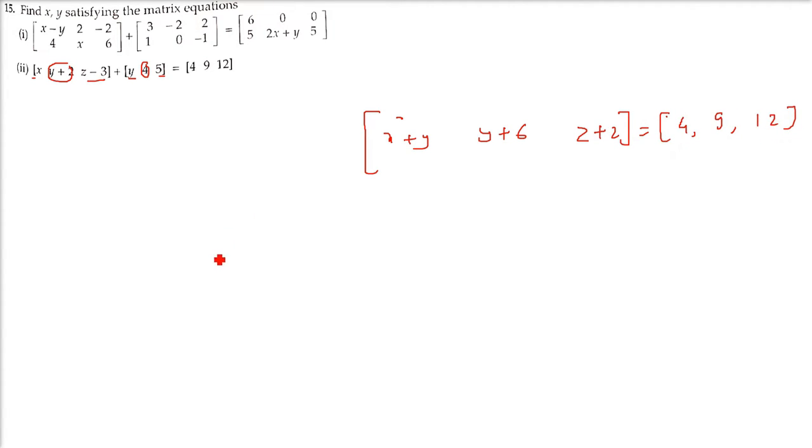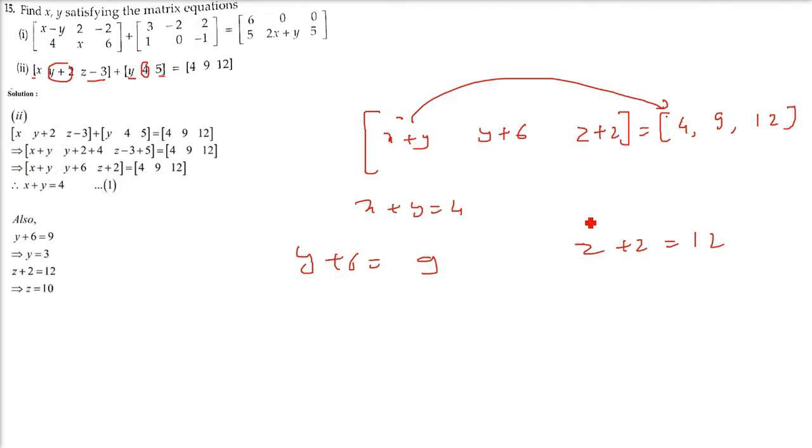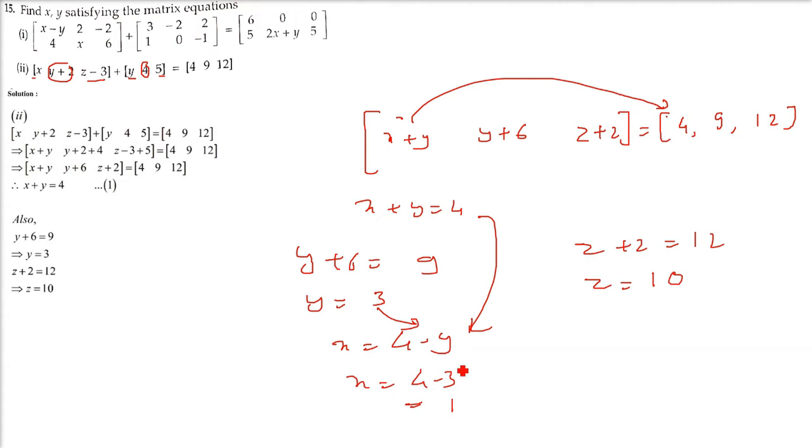Now let us equate it. So when you equate this, x plus y is equal to 4. Y plus 6 is equal to 9. And z plus 2 is equal to 12. So y will be equal to 9 minus 6, that is going to be 3. Z is 12 minus 2, that is going to be 10. And x plus y is equal to 4. So we have x equals 4 minus y. Y we already know. Just put in here. So it will be 4 minus 3, that is 1. So this is how we get all the values.